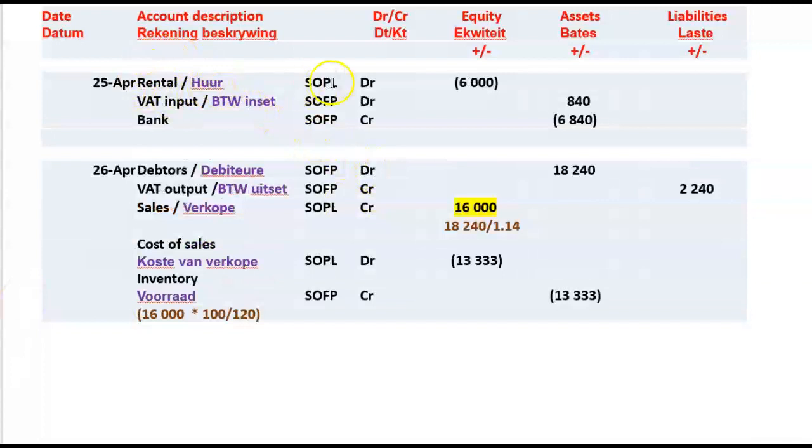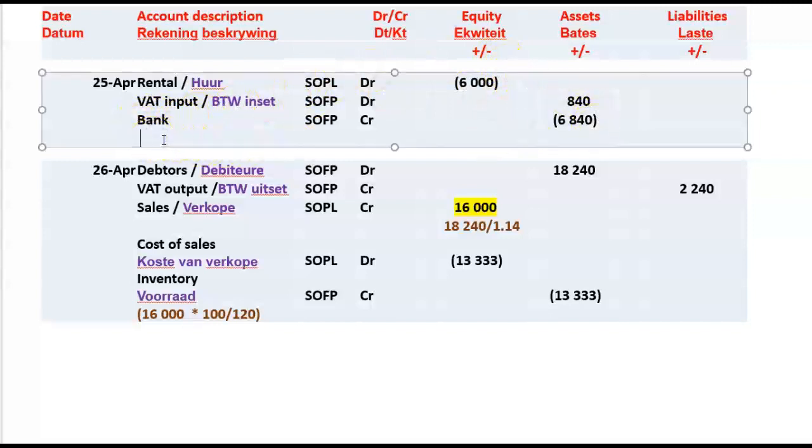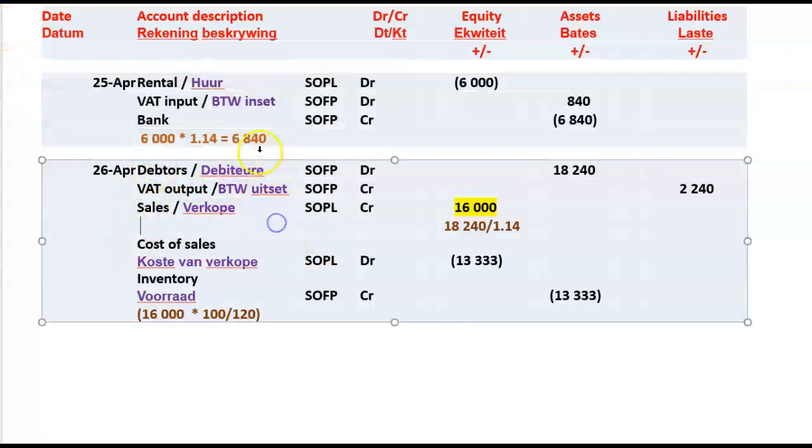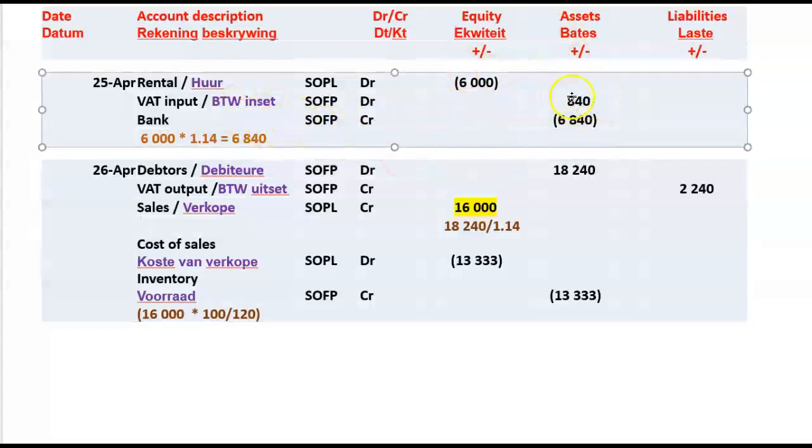So our expense account, statement of profit or loss, is going to reduce our equity with a VAT exclusive amount of 6,000 Rand. We have paid actually 6,000 times 1.14. That is the amount that we've paid. So our bank would have been credited with that amount of 6,840. And then the VAT is 6,000 times 14%, that we can claim back from the receiver of revenue, which equals then 840 Rand, which will increase our assets.